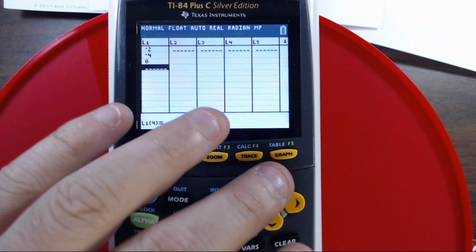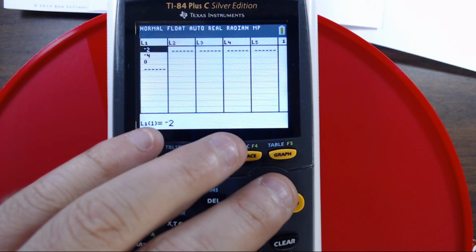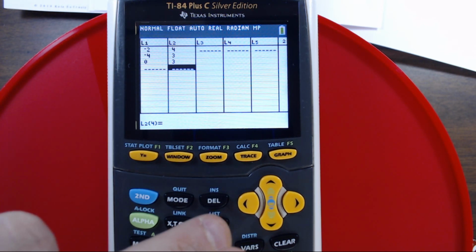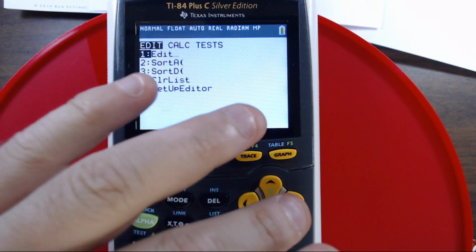The Y values that we have are 4, 3, and 3. Okay. What's my next step? Stat Calc. Okay, so what we'll do is we'll hit Stat, and then we'll go over to Calc.